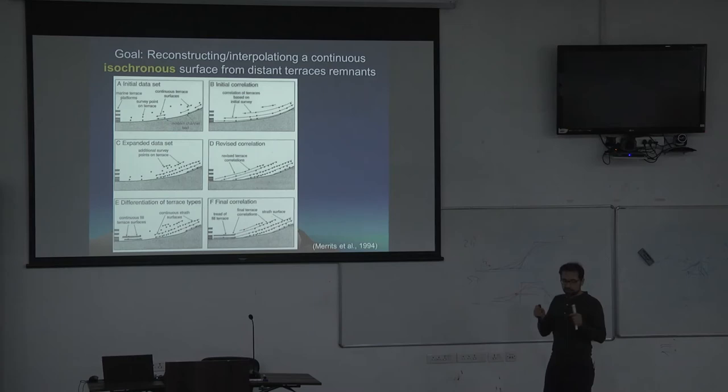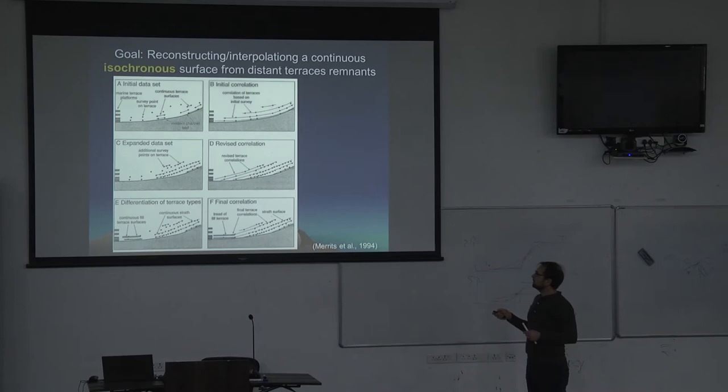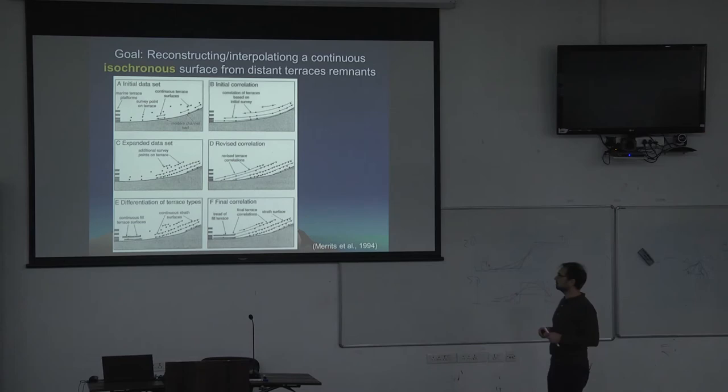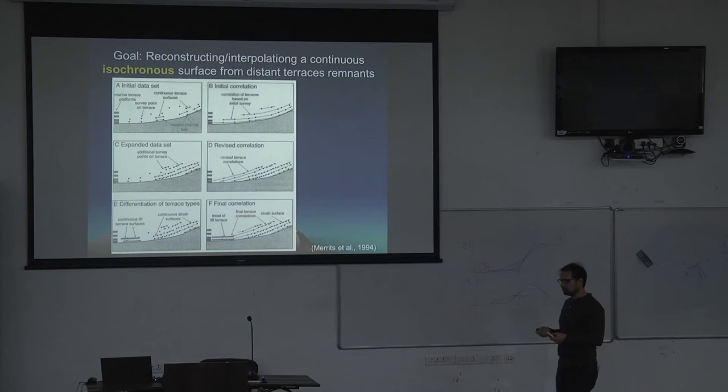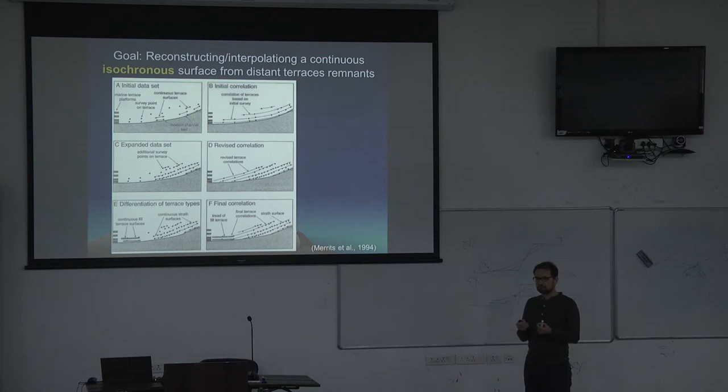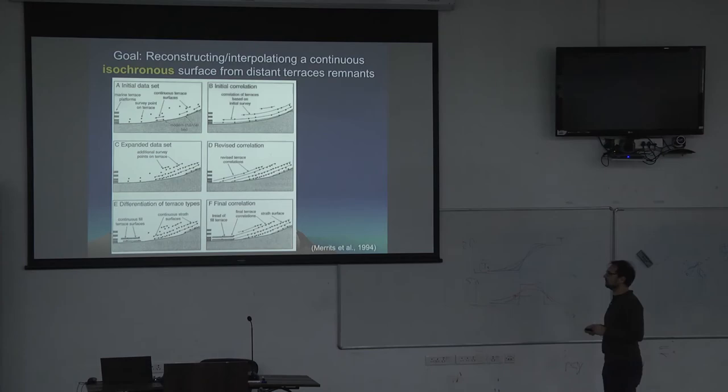Once you are sure that your correlation is good, then you can consider that your interpolation between the discontinuous terraces can correspond to your initial surface or your present geometry of your marker. And if you have several dates on it, you have one other argument to say that you are looking at an isochronous surface. If you have the same age here and here, okay, this is an isochronous marker. I can use it as a passive geomorphic marker of the deformation.